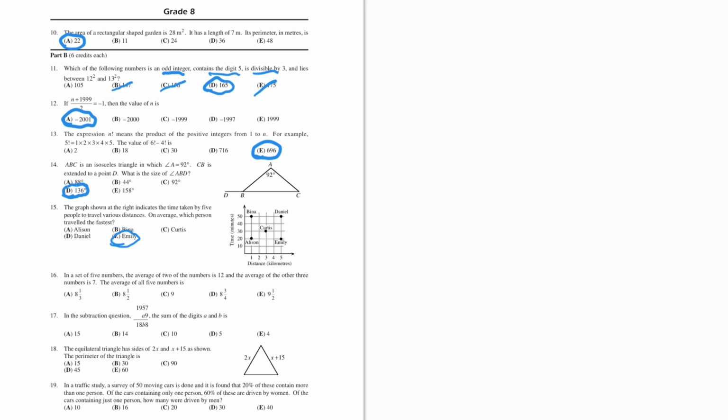Number 16. In a set of 5 numbers, the average of 2 of the numbers is 12, and the average of the other 3 numbers is 7. The average of all 5 numbers is? Average equals the sum of the numbers divided by the number of numbers. Therefore, the sum of the numbers equals the average times the number of numbers.